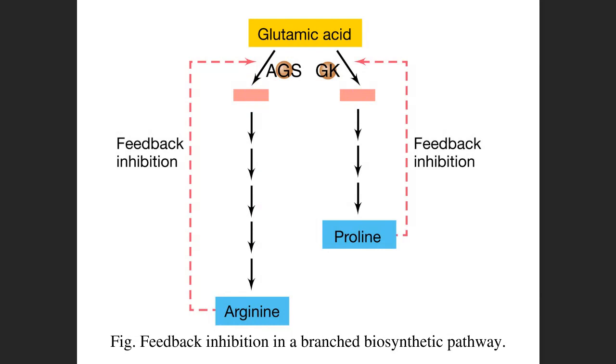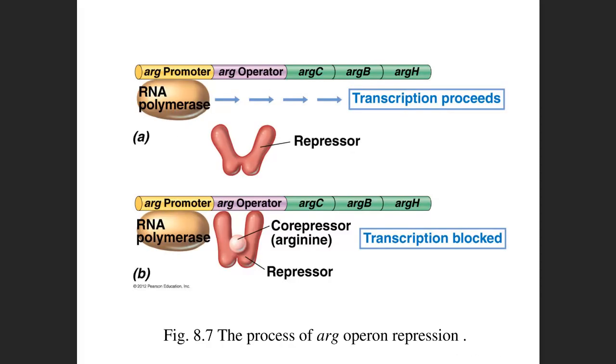The arginine needs to shut down this pathway. Well, then you need to shut down the transcription of the genes, and this is how it's achieved: by changing the conformation of a repressor, making it an active repressor. So in this case, this is an inactive repressor, and this is an active repressor complex. Is the inactive repressor when the transcription is proceeding, and the active is when?